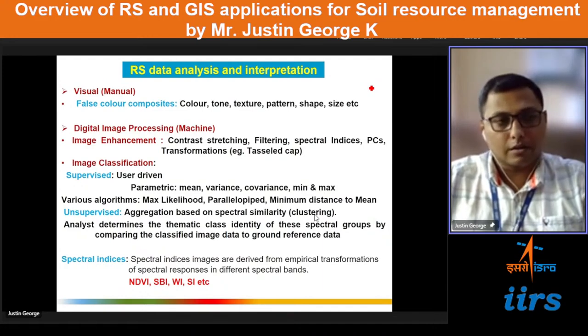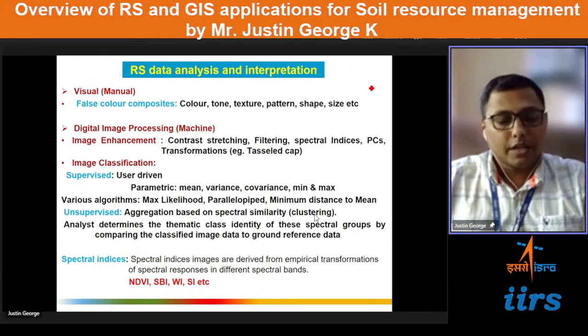In that, there are two types of approaches. First one is the image enhancement and the second is the image classification. The image enhancement will help to enhance certain features which we are interested in as well as diminish the other things present in the particular scene. It mainly involves processes such as contrast stretching, filtering, spectral indices, principal components, etc.